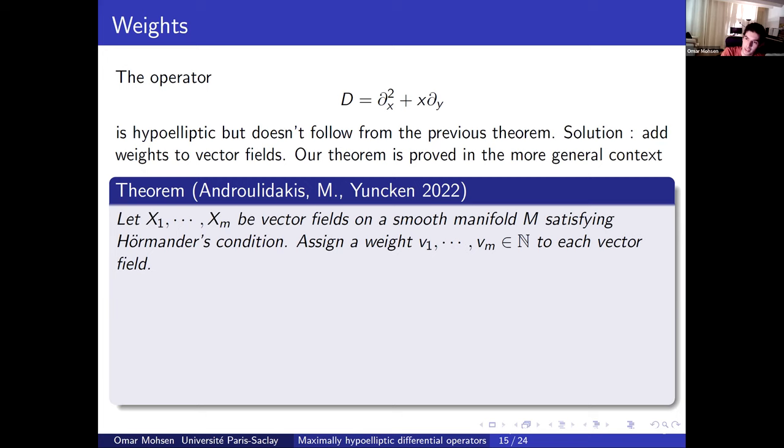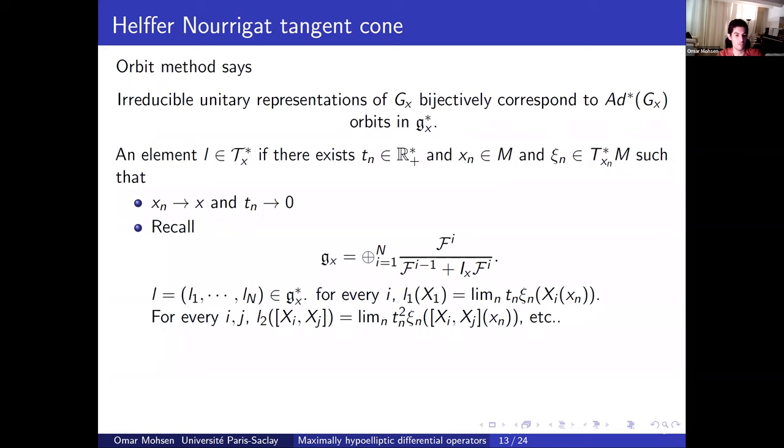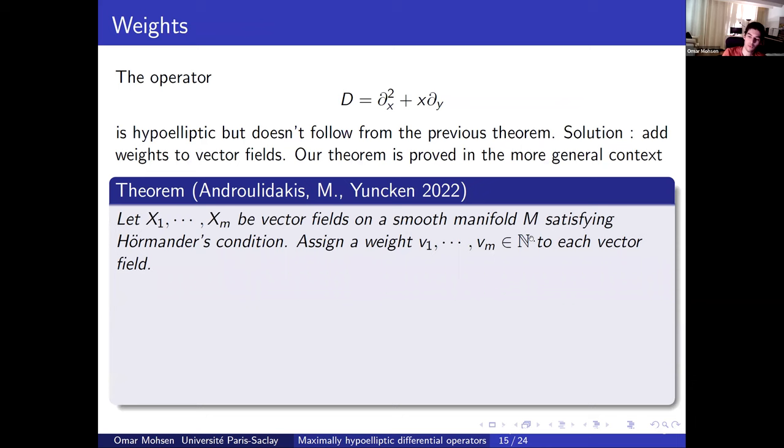And for example, if you look at the definition of the characteristic set here, instead of having Tn, you will have Tn bar the weight of the vector field. Here you will have Tn bar the sum of the weights of Xi and Xj. Okay. So you just add weights to everything. So I go back here. So you add weights to everything and the theorem remains true.